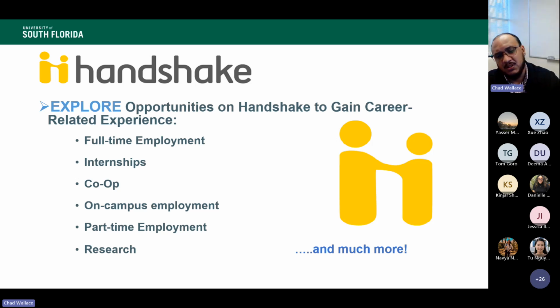Again, on Handshake, you can search for these particular things in the job search function. You can search for full-time, internships, co-op, on-campus, part-time, or research. Again, I encourage you to just use the filters to filter for those particular jobs. On Handshake as well, you'll be able to see companies that are open to hiring for OPT and CPT and things like that. So that's another good way for you to learn that you're authorized to work with this company, based on them being open to OPT and CPT.